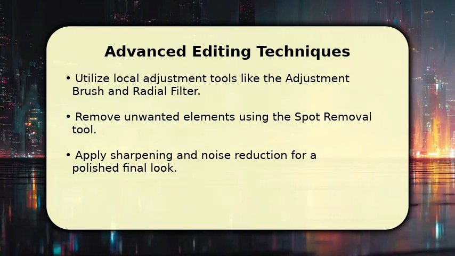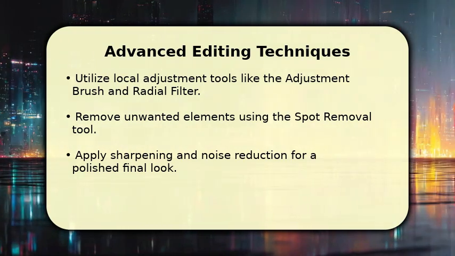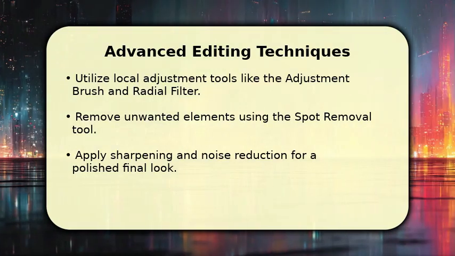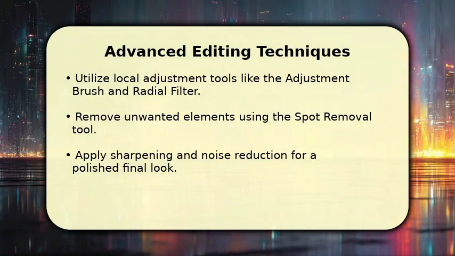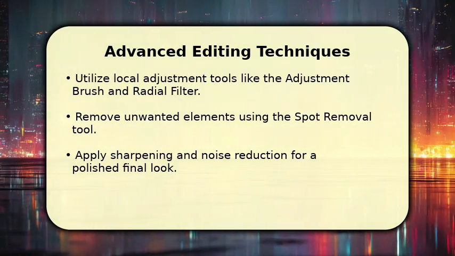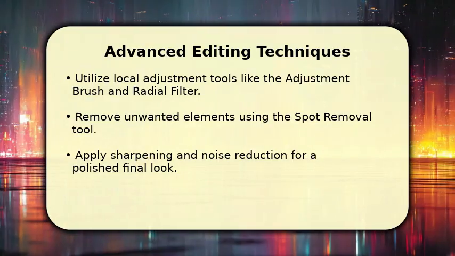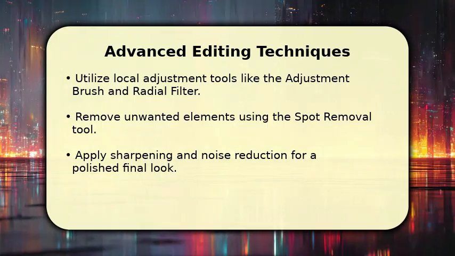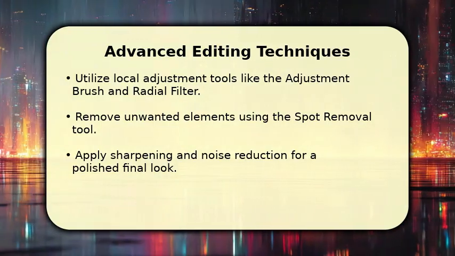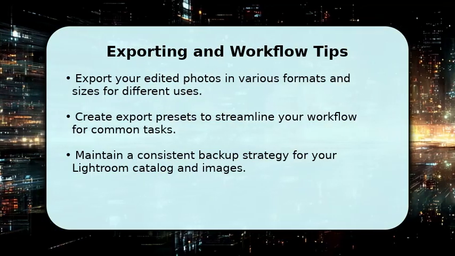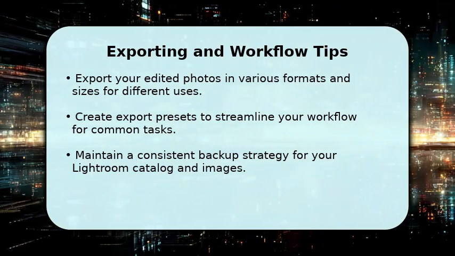Now, let's dive into more precise adjustments. The adjustment brush allows you to selectively paint effects onto specific areas, while the radial filter can create vignettes or draw attention to your subject. Use the spot removal tool to effortlessly eliminate dust spots or distracting elements from your image. Finally, refine your photo with sharpening to enhance detail and apply noise reduction to smooth out any grain, especially in high ISO shots.